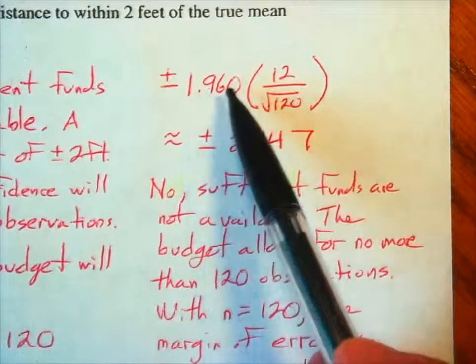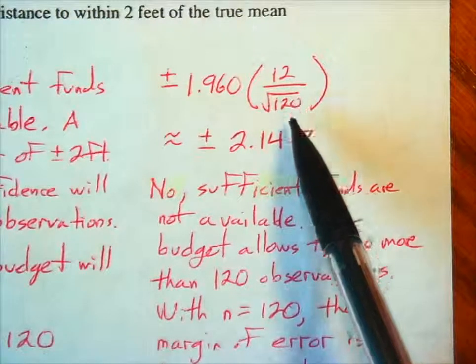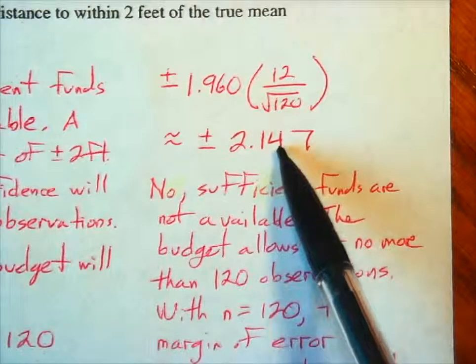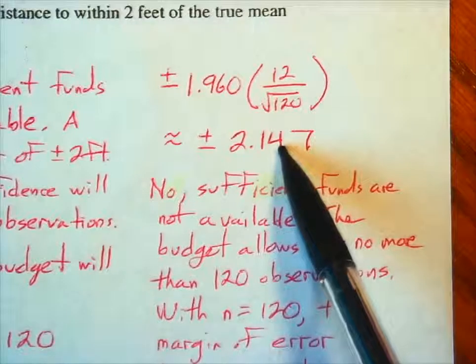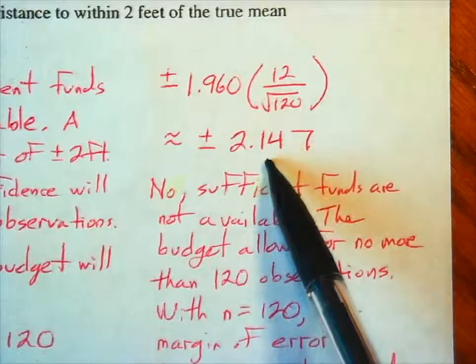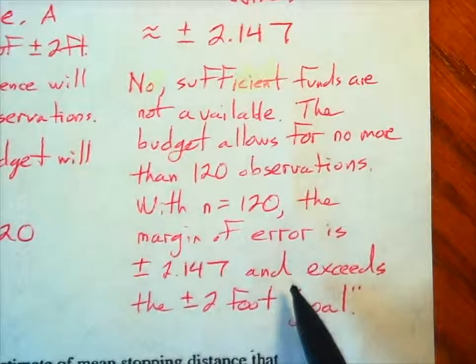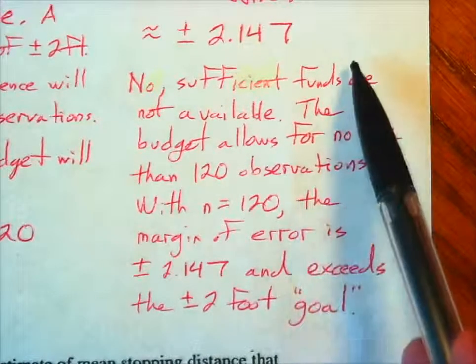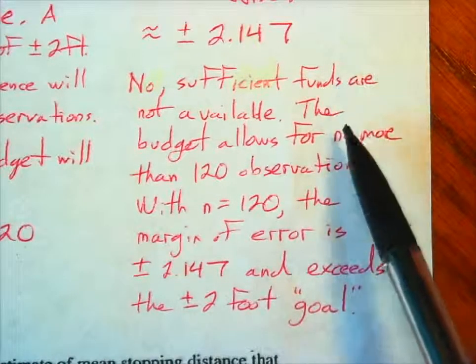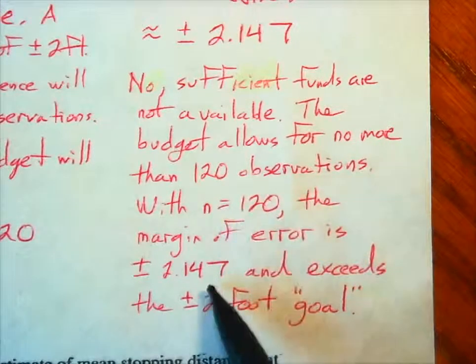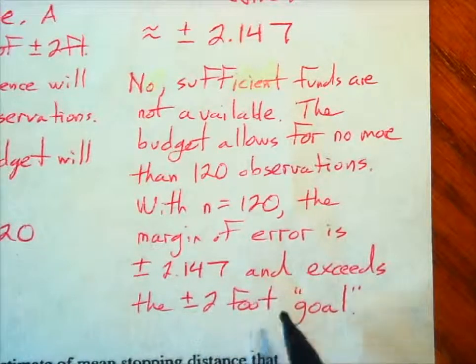So there's again the z-score, there's the population standard deviation of 12 divided by the square root of 120. The margin of error, the best that you could do using all 120 observations that you can afford, is plus or minus 2.147. So again, that would be another way to approach this. No, sufficient funds are not available because the budget allows for no more than 120 observations. And with that, the best that you can do is get a margin of error of plus and minus 2.147. Your goal was plus and minus 2.